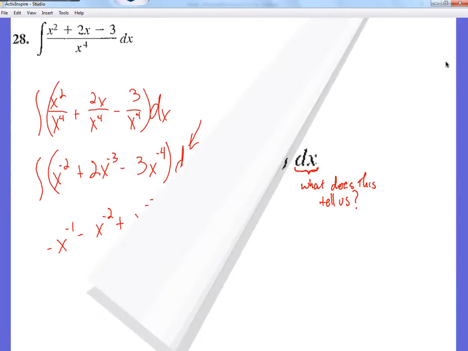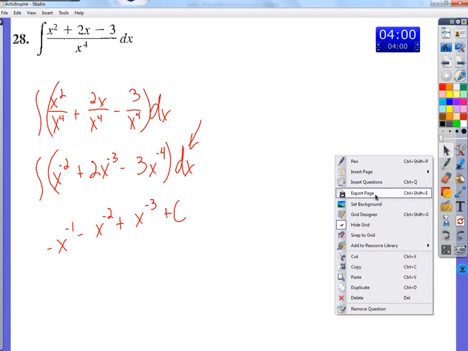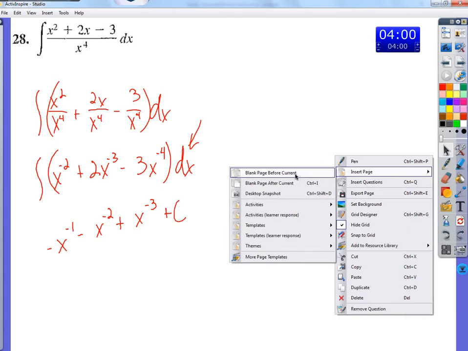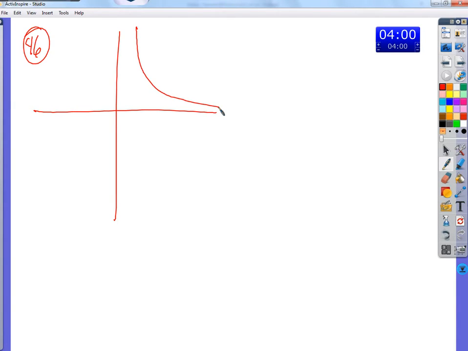Oh, let's see. Insert page after. Okay. 46. These I know. So this is where they give us a graph of f prime. We're supposed to draw f. We've done this before, but that's not to say that it's just easy.